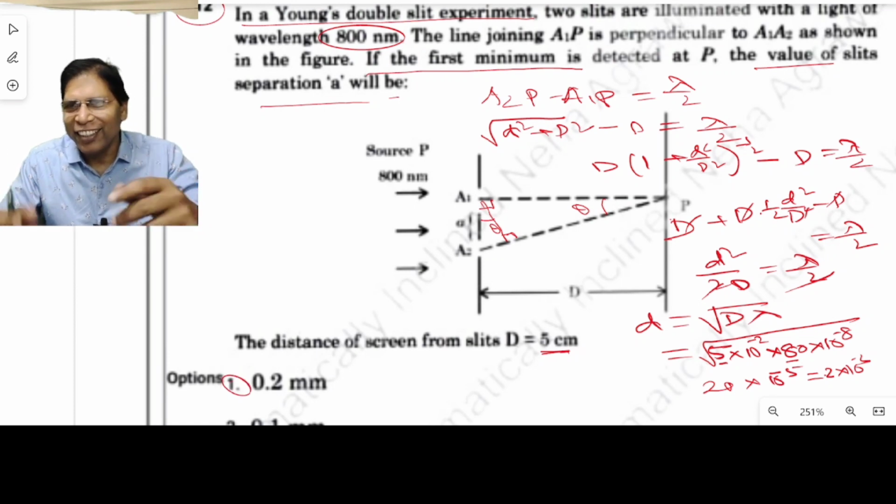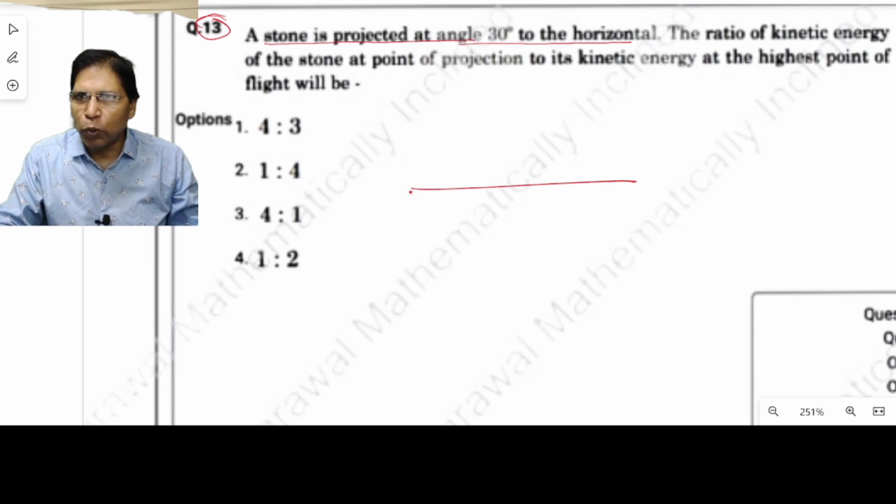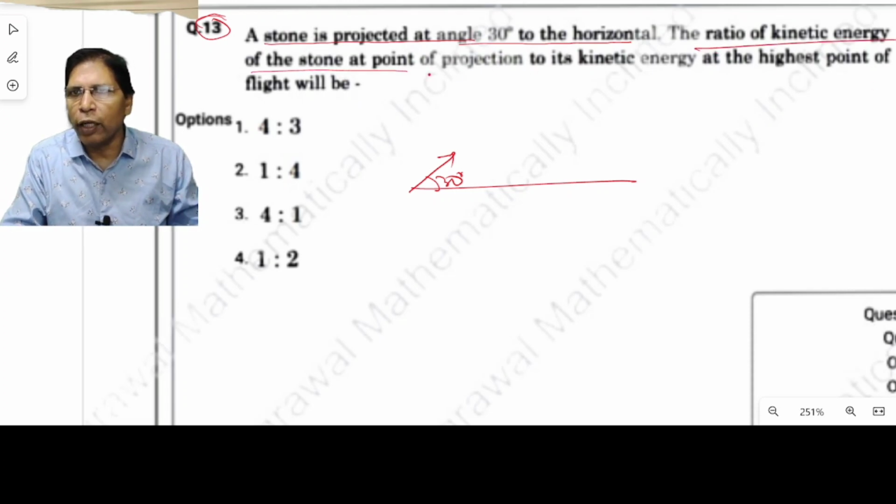Okay, next. Now question number 13. A stone is projected at an angle of 30 degree with the horizontal. Look at this. A stone is projected at an angle of 30 degree with the horizontal. The ratio of kinetic energy of the stone at the point of projection to its kinetic energy at the highest point. Now look at this.